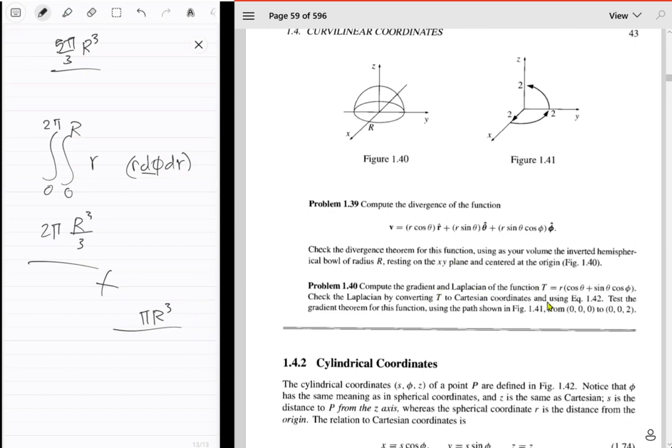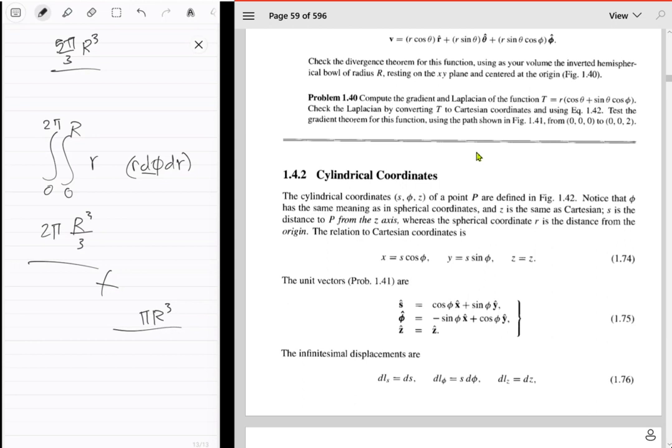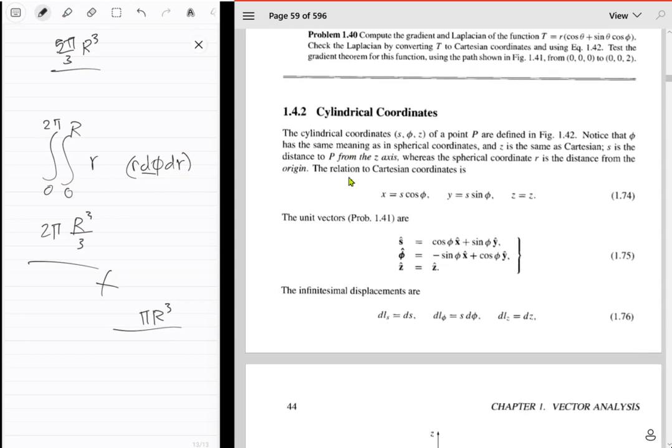We can definitely easily figure out the gradient. And what after that? Check the Laplacian by converting T to Cartesian coordinates. Oh god, no, that is not worth it. Why should we? Okay. Test the gradient theorem for this function using the path shown in figure 1.41. Nope, not doing this. It's just a lot of work. There's nothing enlightening over here. Okay, then you've got cylindrical coordinates. I mean, we already did this, right? We already did this in very great detail.